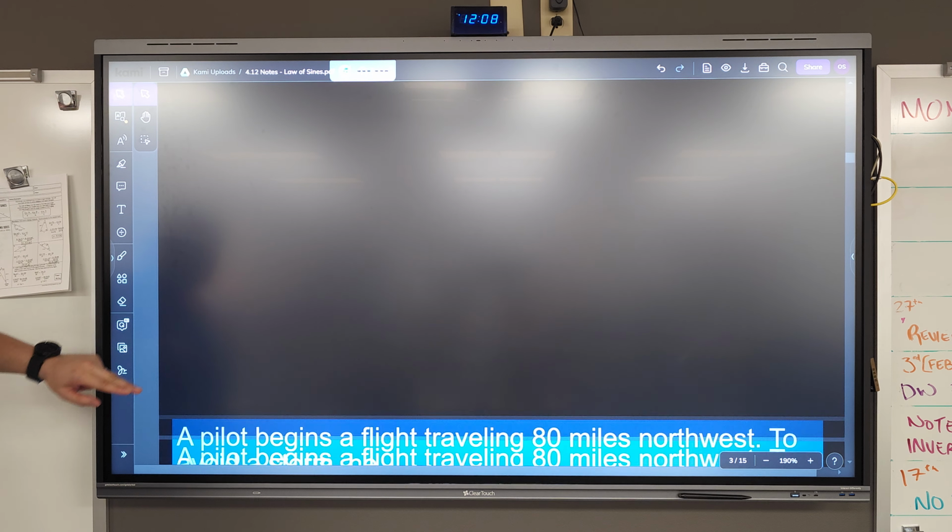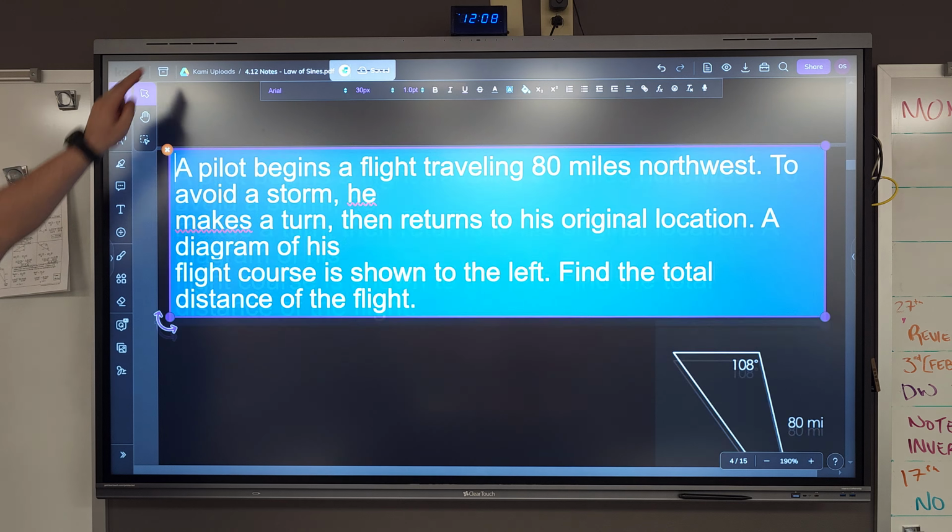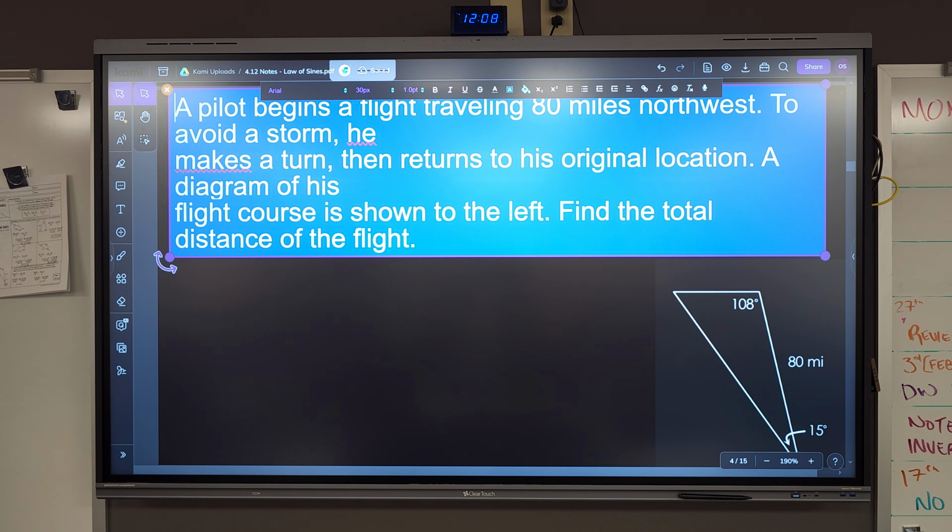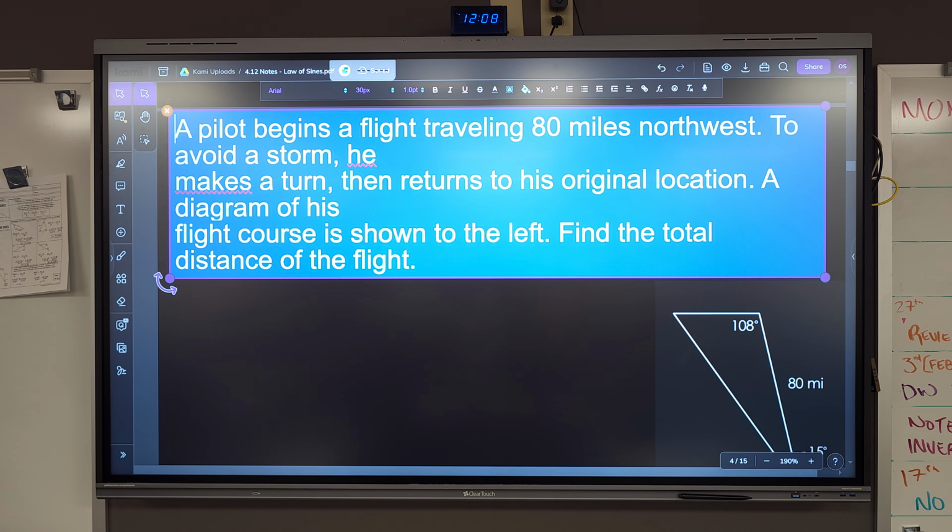Okay, let's do a little word problem. On your paper, column number 3. I'll read it for you. It says a pilot on an airplane begins a flight traveling 80 miles northwest. To avoid a storm, he makes a turn. A lot of airplanes on the news lately, right? Then he returns to his original location.